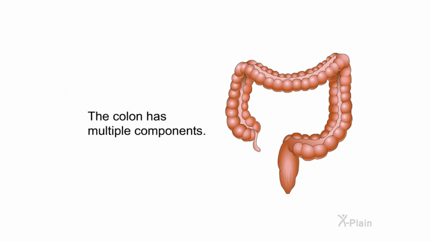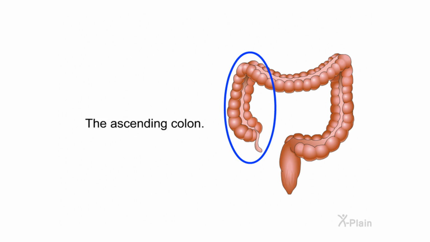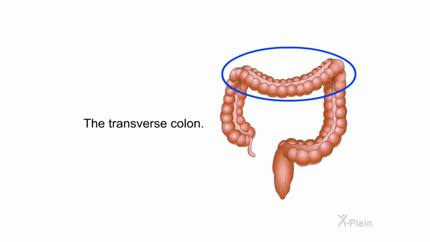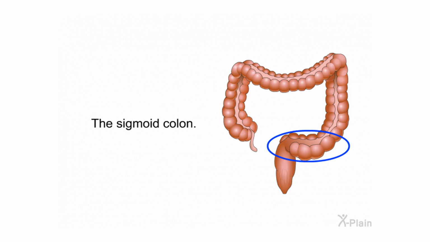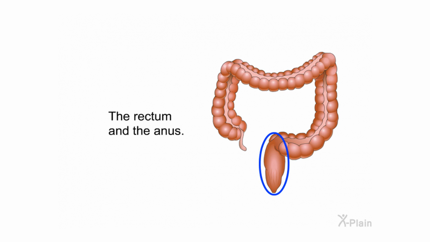The colon has multiple components. The ascending colon, the transverse colon, the descending colon, the sigmoid colon, the rectum, and the anus.